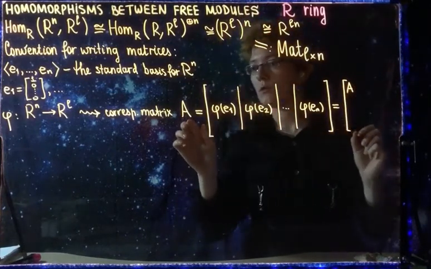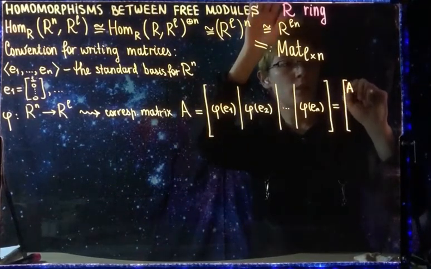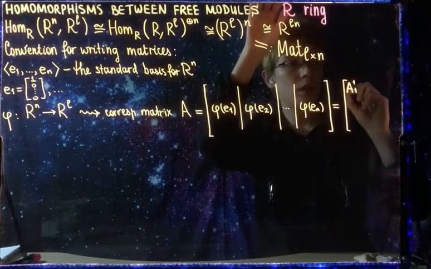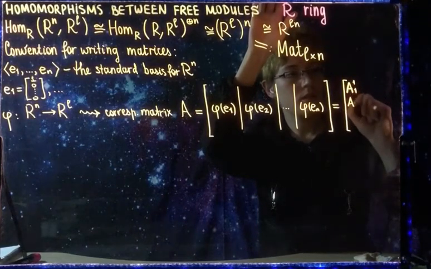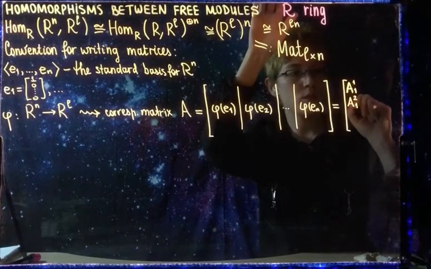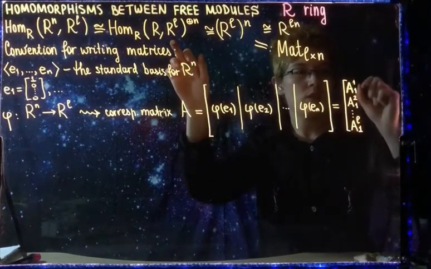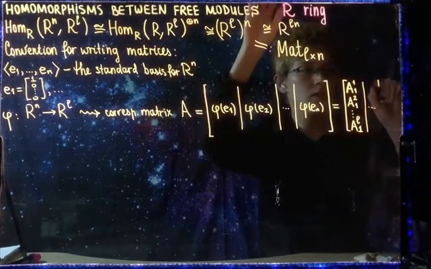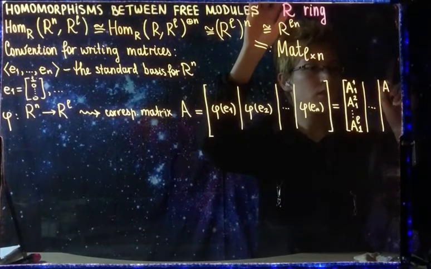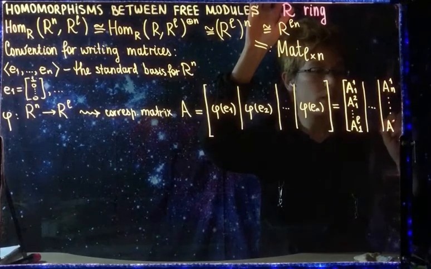And I denote the matrix entries as A with subscripts and superscripts. So this first row and first column is A11. Then first column, second row is A21, etc. through AL1. So because the image is of rank L, etc. And I get here A1n through ALn.